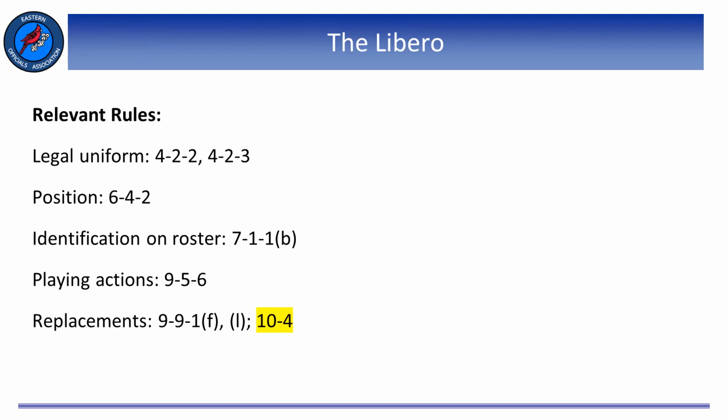Moving on to the Libero or the Libero, depending on who you choose to speak to about it. There are some other rules relevant to the Libero besides what we'll cover in Rule 10. Those are referenced here for you to go back and double check. Just talking about the legal uniform that the Libero must wear, their position on the court, how a coach and team should identify them on the roster, what they are legally and not allowed to do during playing action. Some replacements are discussed in Rule 9. We will specifically cover Rule 10, specifically Rule 10-4.